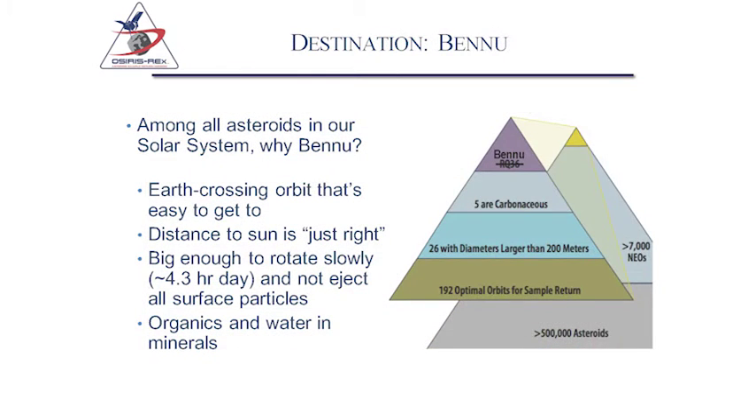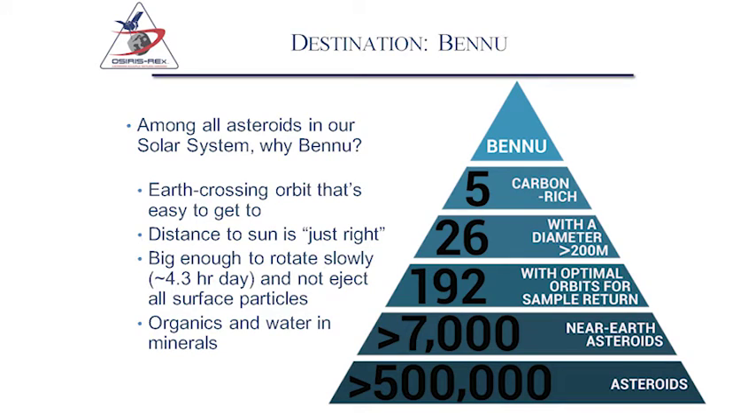So a very important question is, what is the object we're going to and why did we pick it, right? So we're going to an asteroid called BENNU. It is an Earth-crossing asteroid, I've already mentioned that. So its distance to the sun is just right. We have about 500,000 asteroids that we know of or estimate to be present in our solar system. So the question becomes, well, how do you pick one out of that many asteroids?